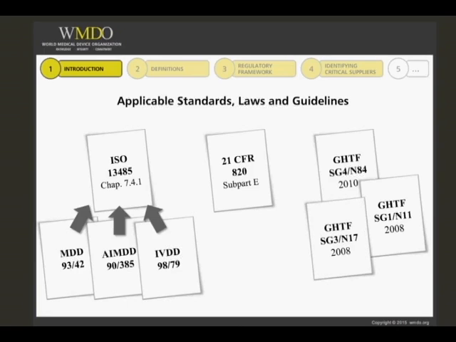GHTF SG3/N17 proposes methods on how a manufacturer can structure and substantiate controls of suppliers and subcontractors. This document is fundamental, so please consult it in this course's resources. The full benefit of this training course goes hand in hand with a good understanding of this document.